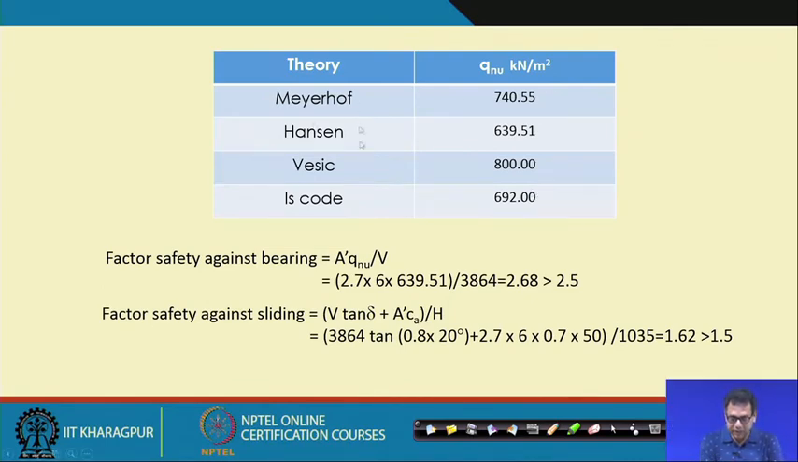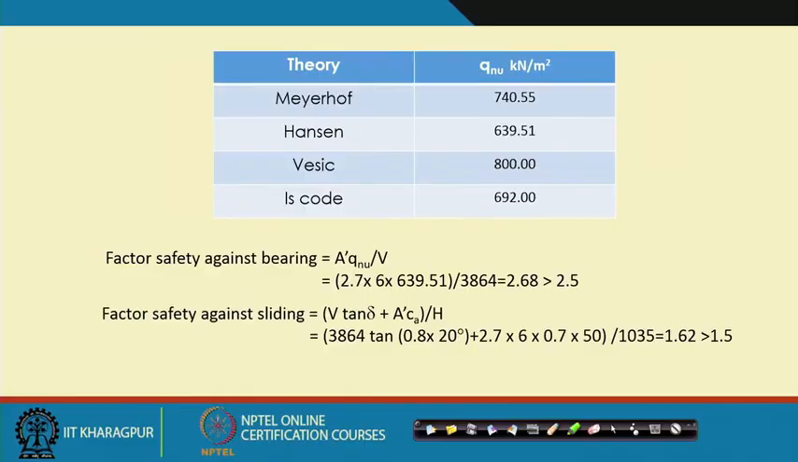I have used all these expressions, and then we have to calculate the factor of safety against bearing. The factor of safety is checked against the vertical component only. So the actual load will be A dash times q net ultimate divided by V, the vertical load. This is the effective area, and the factor of safety is coming 2.68, which is greater than 2.5. But there is another check, sliding. Sliding means there is a horizontal component, and this horizontal component will slide the foundation in the lateral direction.